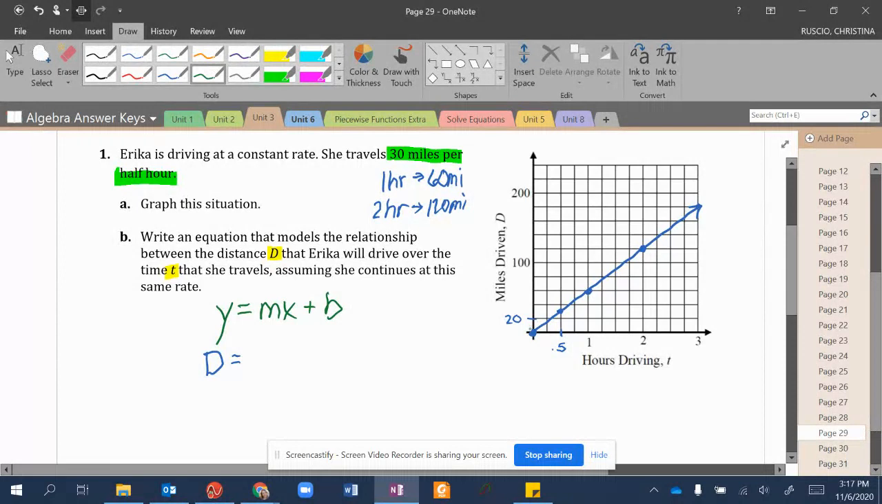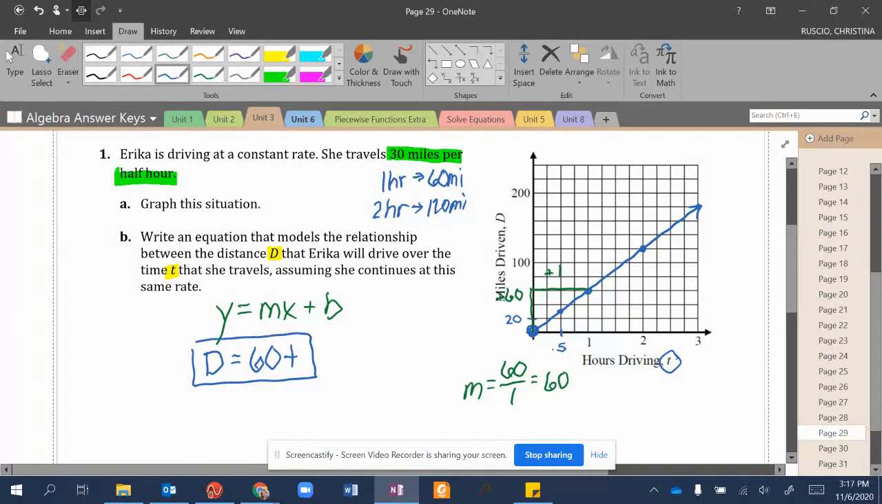Our slope is rise over run. So up 60 to the right 1. So 60 over 1 is just 60, which is our slope. So d is equal to 60, and it's usually x, but our x value here is t, and our y-intercept is 0. So I could put plus 0, or just leave it.